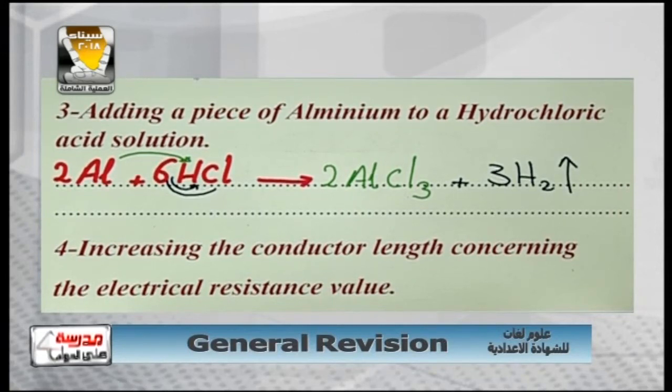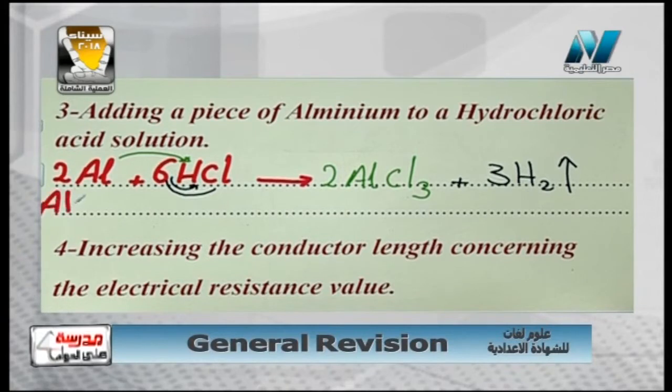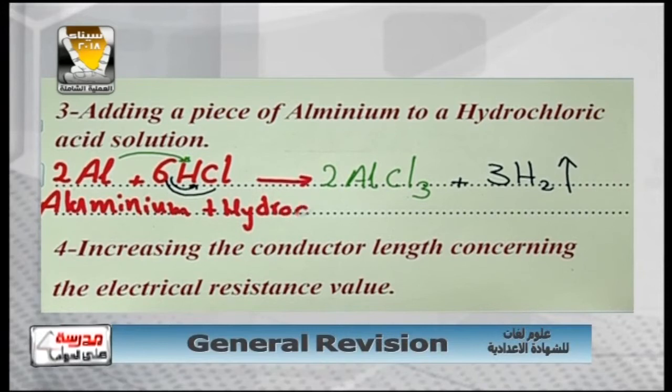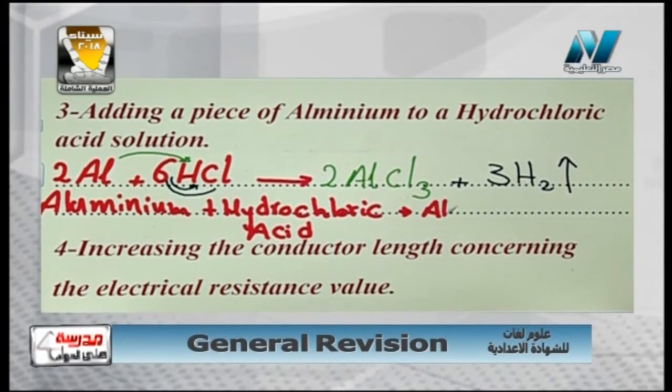So this answer is not enough. We should answer by using the words or the names, with colors if possible. So we have to write here aluminium plus hydrochloric acid producing aluminium chloride, and here we have hydrogen as effervescence.